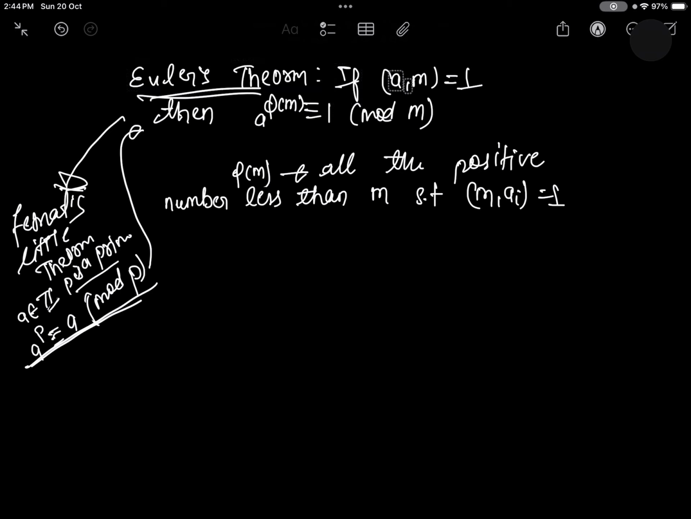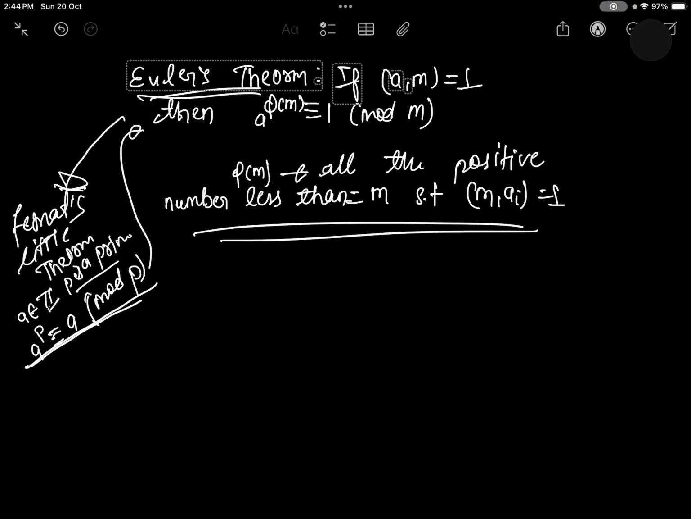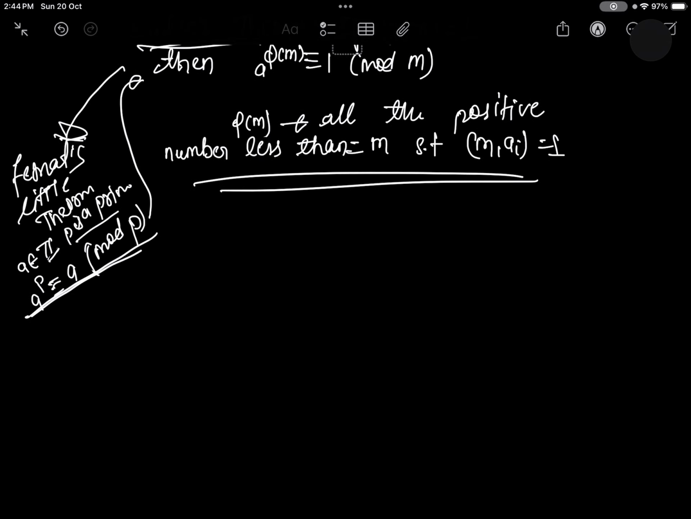Now, the rest of the video is based on the assumption that you already know about the totient function, Euler's totient function, which states that the totient of m is the count of all the positive numbers less than or equal to m such that the gcd of m and ai equals 1. Now, for the proof, we need two more things, and that's the complete residue system and the reduced residue system.